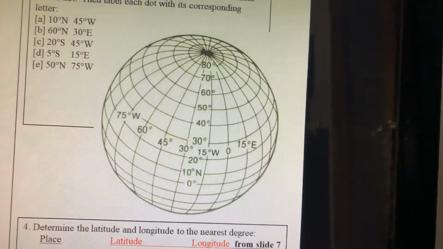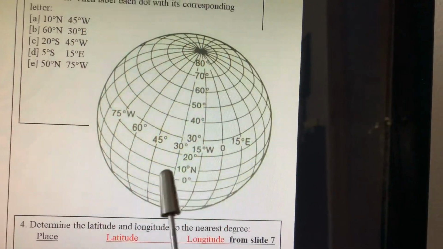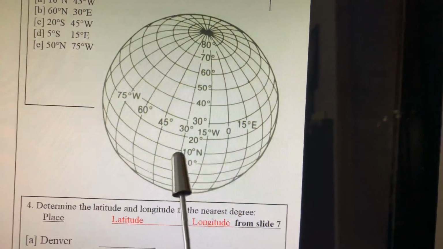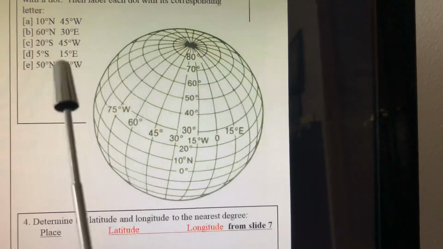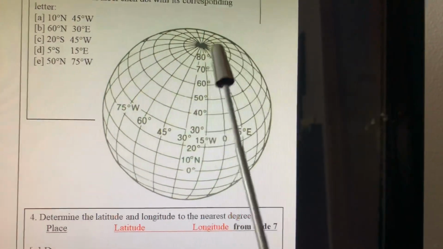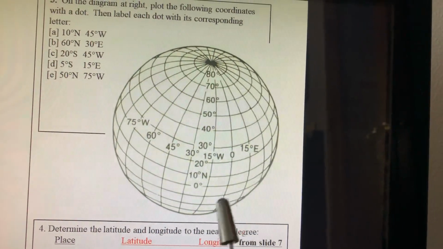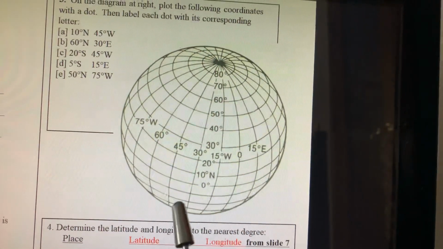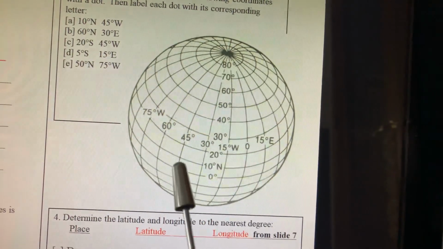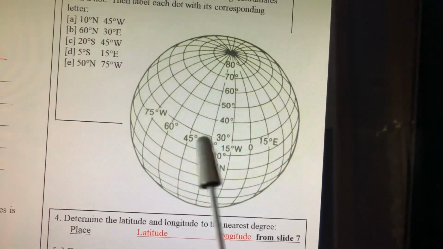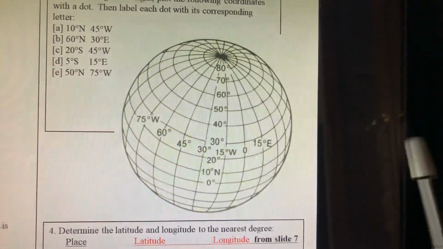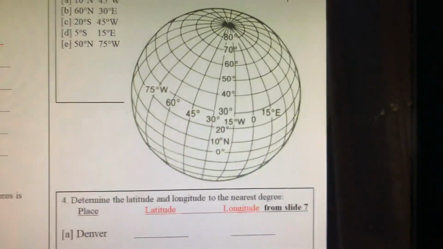You have 10 degrees north, so you definitely have to find 10 degrees north. You see this line here, the circle, 10 degrees north, and you have to find 45 west. So here is the prime meridian, you see 0 degrees, and 45 west is right here. So 10 and 45, you see where they cross, you put a dot and you label it with an A. This is what you're going to do for the other letter points also.